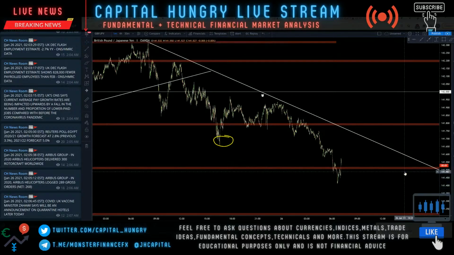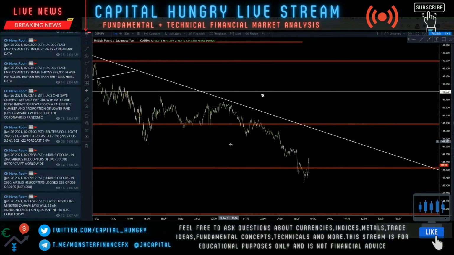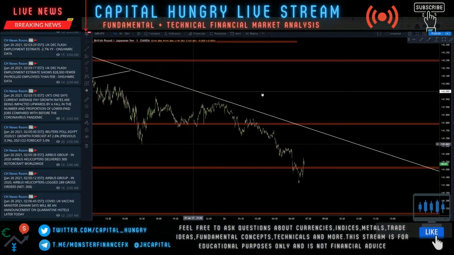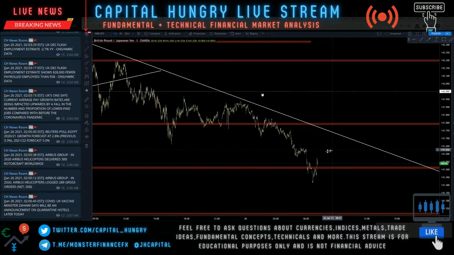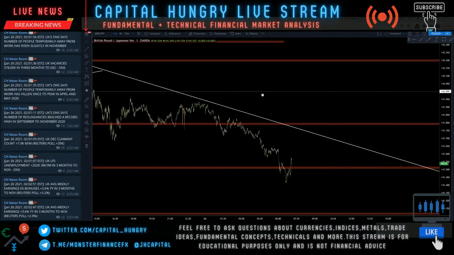And I'm just going to label that out. Because yes, that UK jobs data was good for the short term, but it might not be enough as we watch price action to shift this lower time frame structure.